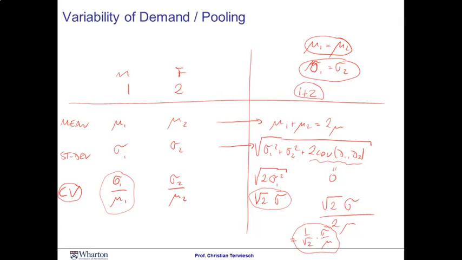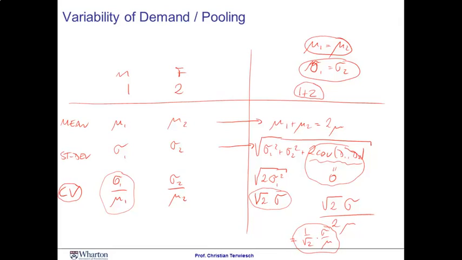Notice that pooling does not always require independence. It works out nicely mathematically if the two demands are independent, but even if there's a mild amount of correlation between the demand of product 1 and product 2, pooling still offers tremendous benefits.